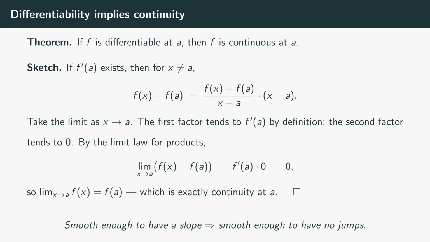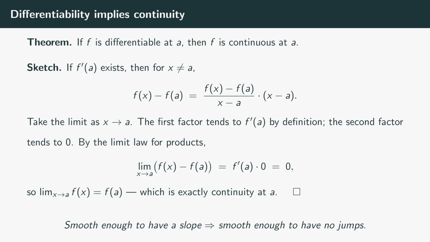Here's the slick move. For any x not equal to a, write f of x minus f of a as the difference quotient times x minus a. That's not a trick, it's an identity. You're multiplying and dividing by x minus a, and it's allowed because x is not a. Now take the limit as x approaches a. The first factor is the difference quotient. By assumption, f is differentiable at a, so that limit exists and equals f prime of a. The second factor is just x minus a, which tends to 0. By the product law for limits, the product of those two limits is f prime of a times 0, which is 0.